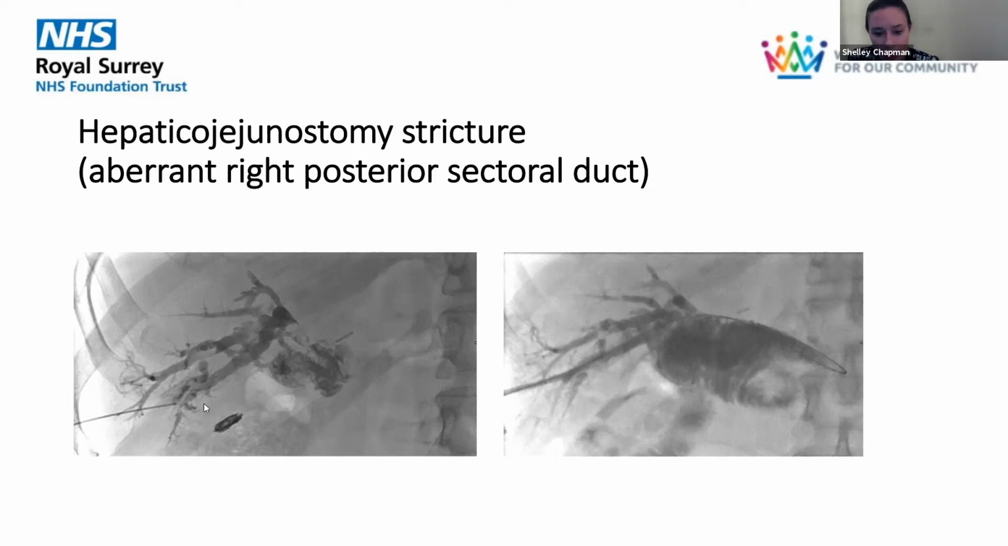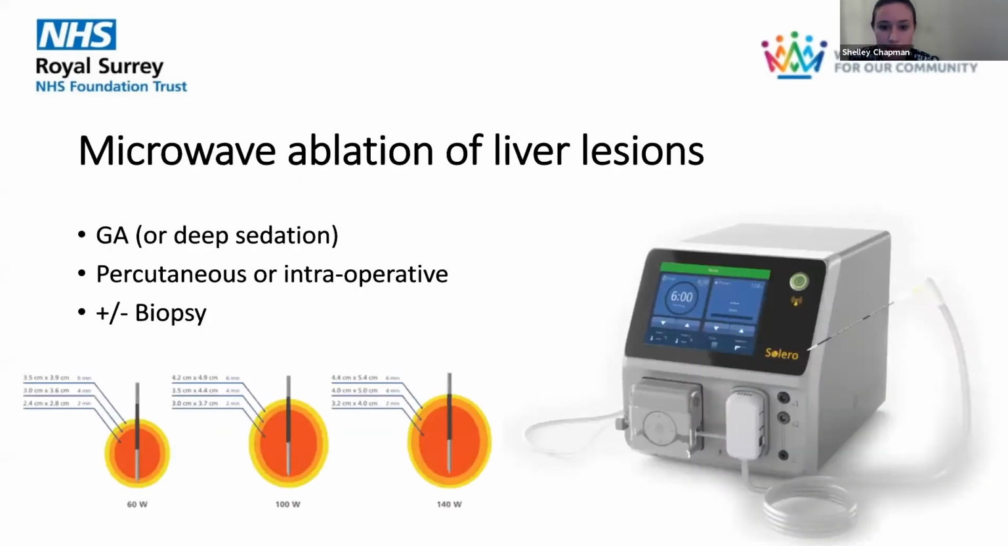So a wire and a catheter were passed through the stricture into the jejunal loop, and then a balloon was placed and inflated across here. And then you can see very prompt flow subsequently into the jejunum. And the patient has been well and hasn't had any further bouts of cholangitis.